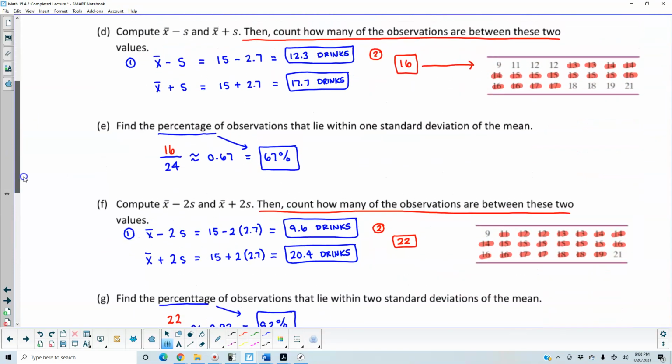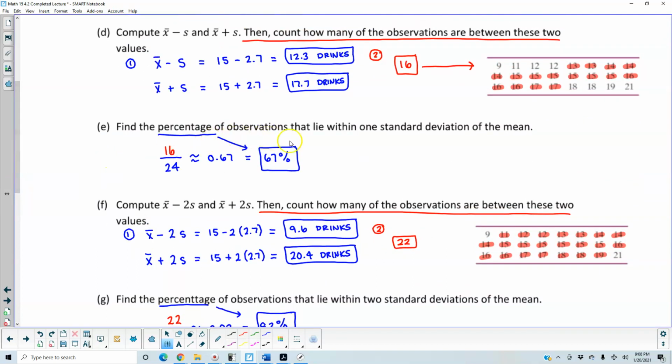Next, we want to find the percentage of observations that lie within one standard deviation of the mean. To find the percentage, we take the number of observations within one standard deviation of the mean as the numerator and divide it by the total. So 16 divided by 24 gives us approximately 0.67, which is equal to 67%, the percentage of observations that lie within one standard deviation of the mean.